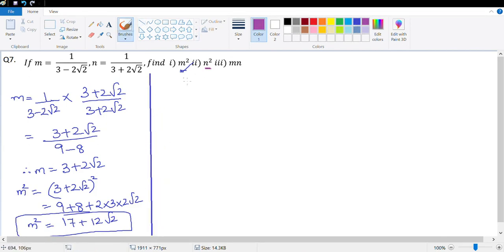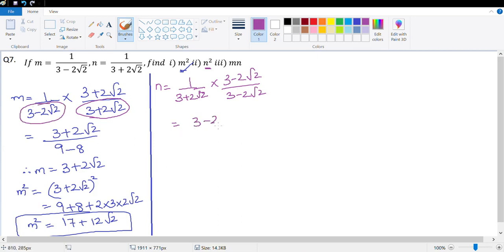Let's rationalize n. N is equal to 1 upon 3 plus 2 root 2. This time the rationalizing factor would be 3 minus 2 root 2. In the denominator, 3 minus 2 root 2. So the denominator is exactly the same, 3 plus 2 root 2 into 3 minus 2 root 2, which is 1. And in the numerator, I have 3 minus 2 root 2. So n is equal to 3 minus 2 root 2.